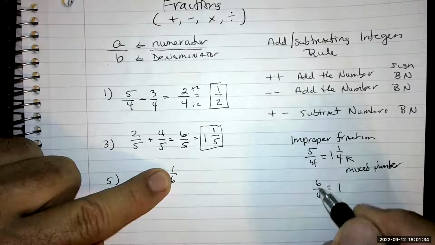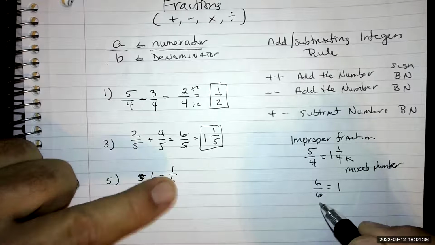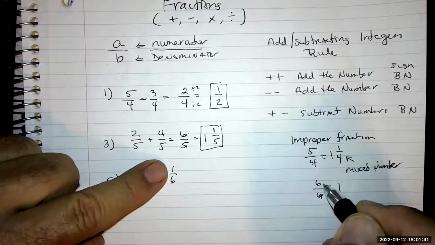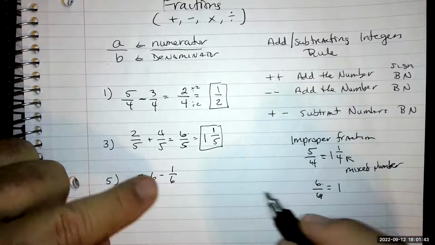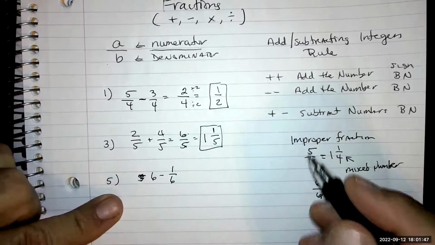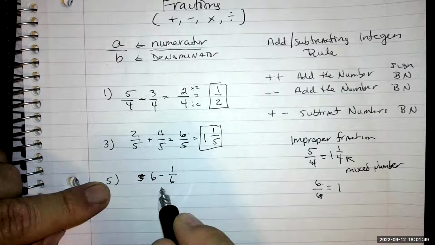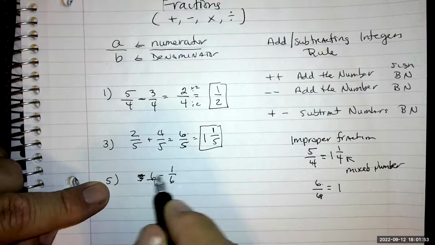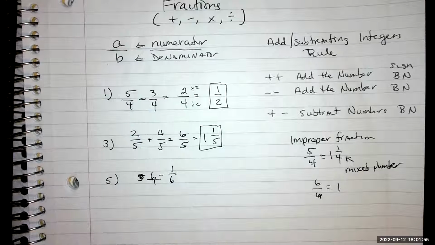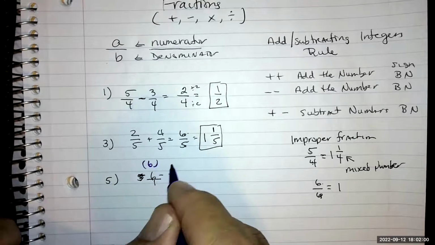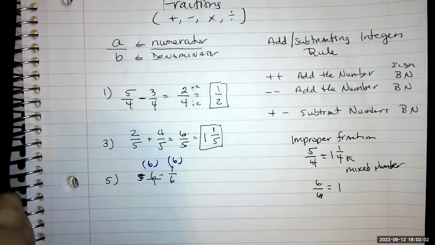So since the denominator is 6, if I took 1 away from 6, I'd have 5. But let's do it this way. I like making common denominators. My common denominator is going to be 6. So I'm going to put a 1 here to make them both look like fractions. My common denominator is 6, so I'm going to multiply by 6 to both sides.